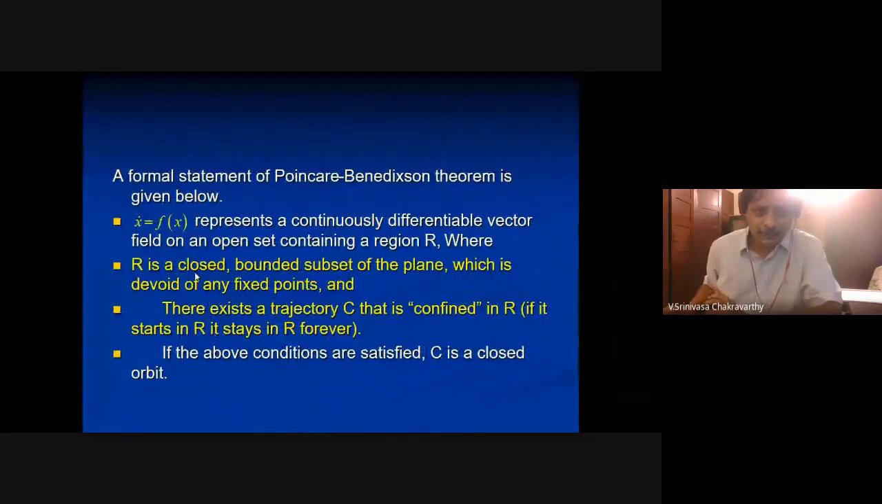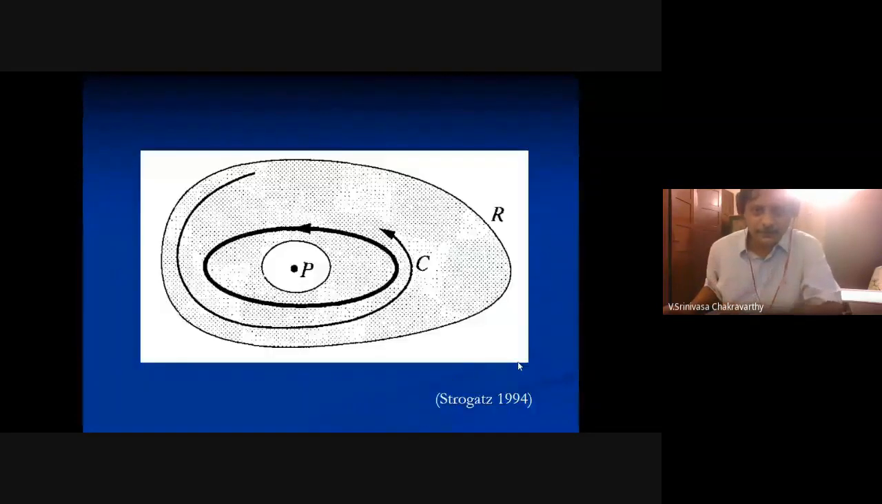So if R is a closed bounded subset of the plane, which is devoid of any fixed points, and also there is a trajectory C that is confined in R, that means if it starts in R, it stays inside R forever. If this is true, then C is a closed orbit. There is a closed orbit inside that region.